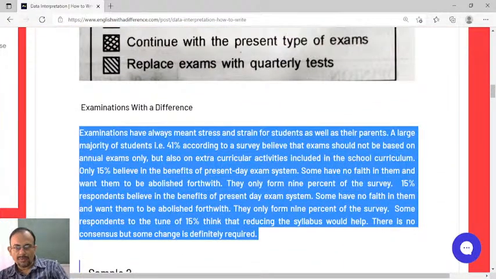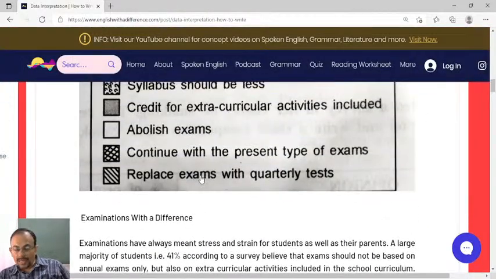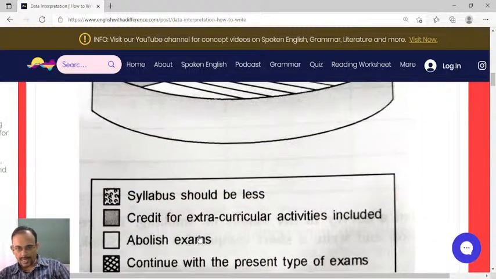See, you only have to write. You are not supposed to draw anything. It is there in the question itself. You only have to make an analysis of the question, right?